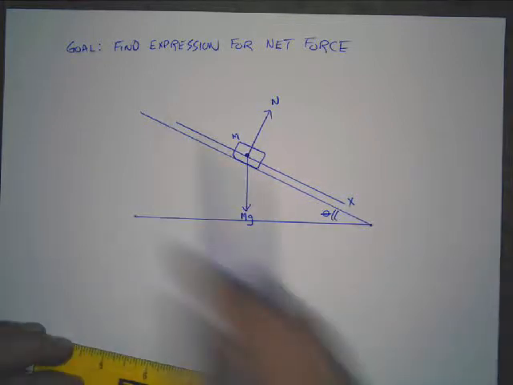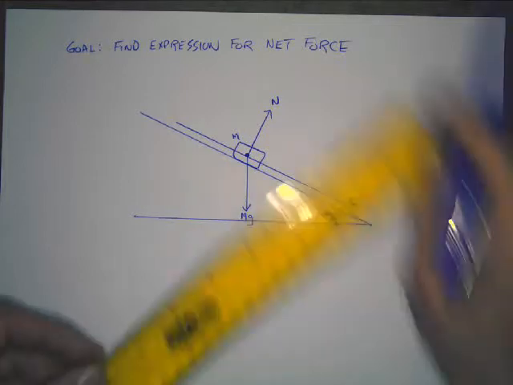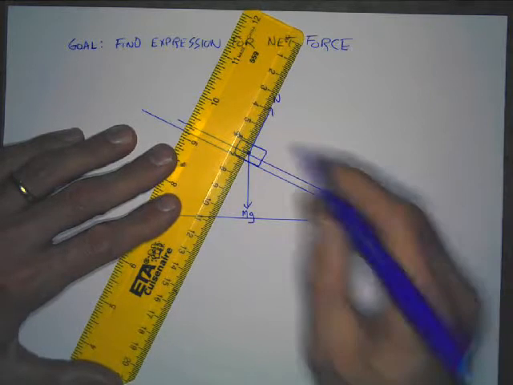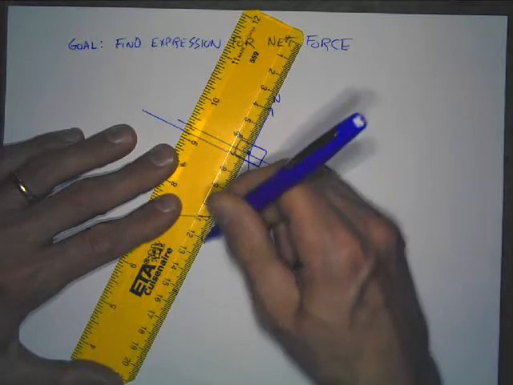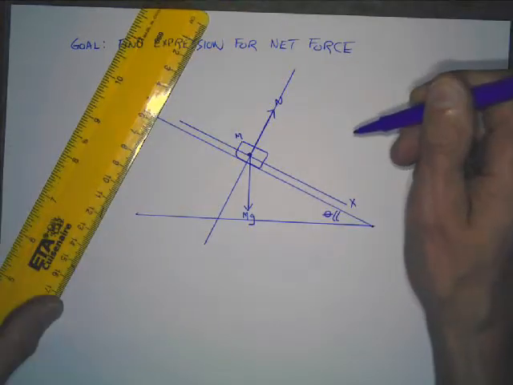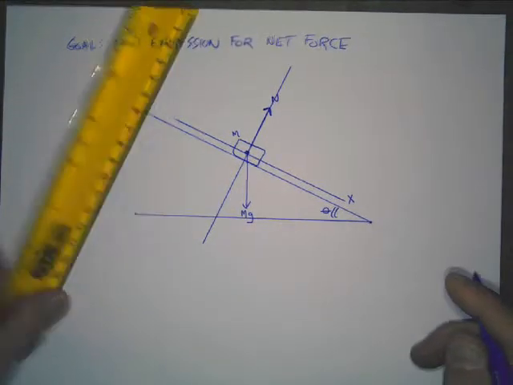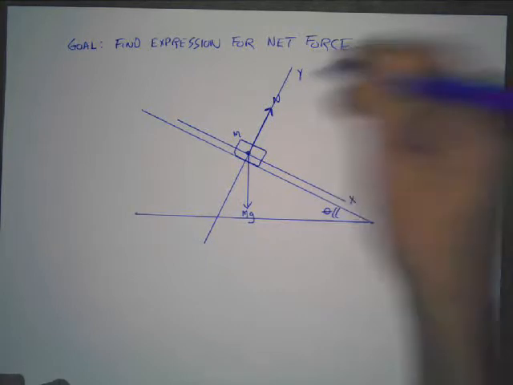All right, so if we put an x-axis there, that means we're going to have a y-axis that's perpendicular. And, this is wonderful, the y-axis lines up with my normal force. Because the y-axis is perpendicular, so this is y.